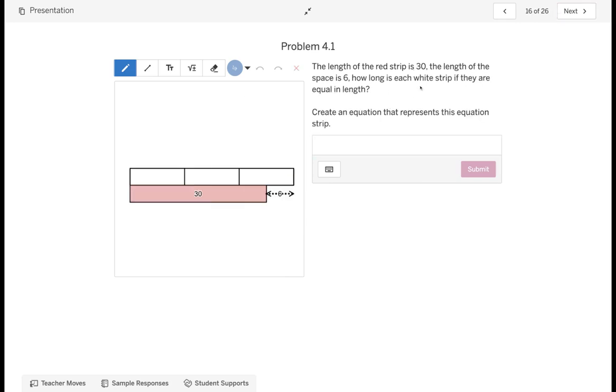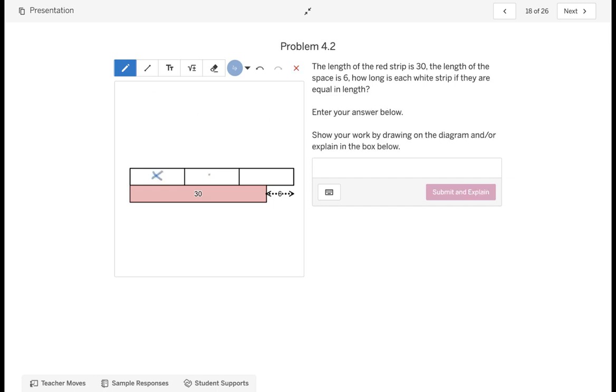The length of the red strip is 30. The length of the space is 6. How long is each white strip if they're equal in length? So this space means subtraction. So again, I know the full length of this is 30 if I took away the 6, but the full length here is represented by 3 x's because each of these values is the same. Don't know the value, so I represent them with the same variable. And if I took away 6 from them, then that would be a total of 30.